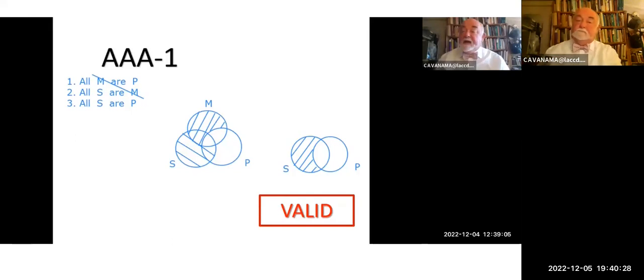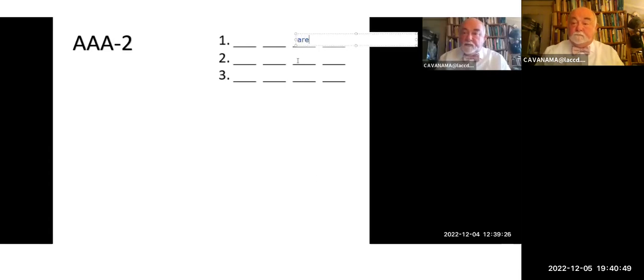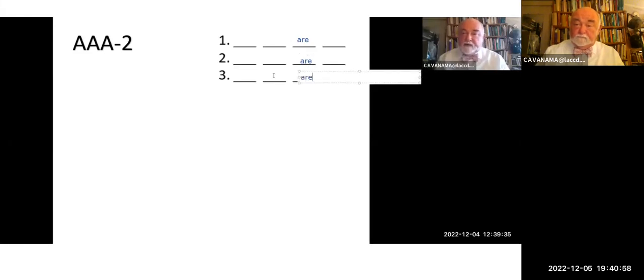Now, suppose instead of AAA1, figure 1, we took the same mood, but we used figure 2. Okay, that's going to give us a different result. How that works. Easy bits first: copula, and copula. And S term. And P term. Okay. Quantifiers.